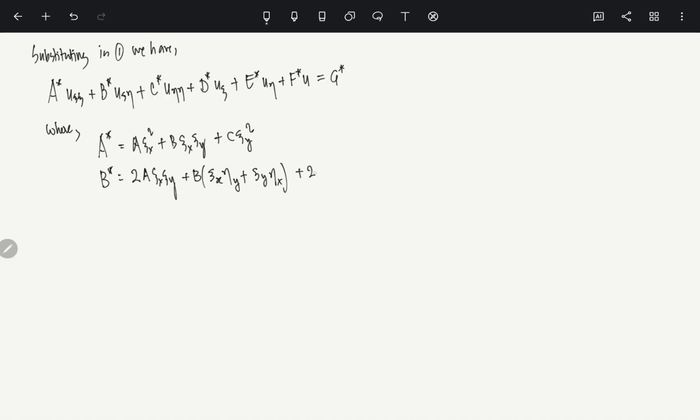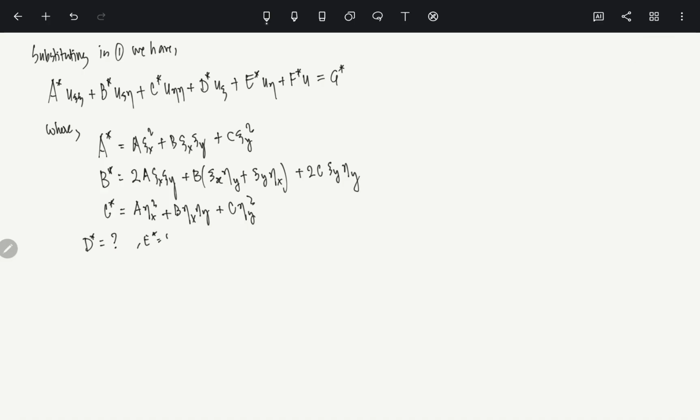Plus 2c xi y eta y. Okay, and then you have c star, which is what? It is a eta x square plus b eta x eta y plus c eta y square. Okay, and similarly there is a d star and e star, those terms are there. So similarly for d star and e star, find out what they are.